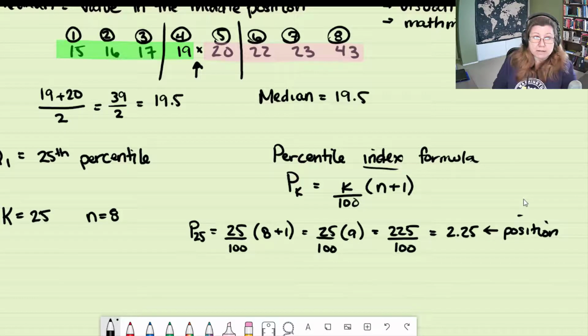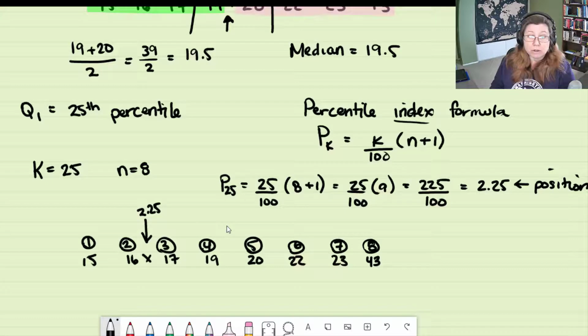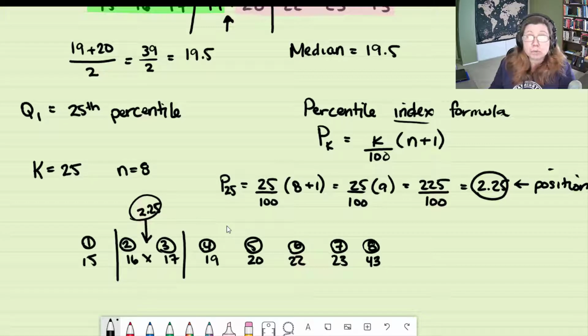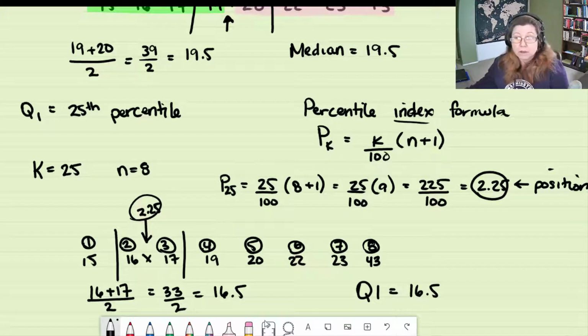Well, the problem is I don't have a 2.25 position, right? That's my value that I'm looking for, is the 2.25 position. And because of that, I'm going to have to take the average of the two positions sitting around it. So I need to figure out the average of 16 and 17. 16 plus 17 is 33 divided by 2, and therefore that's 16.5. So Q1 is 16.5. Now I'm going to go ahead and show you Q3 visually.